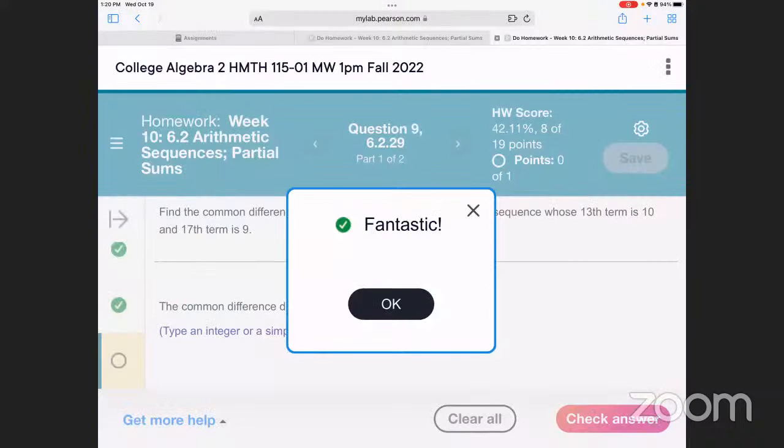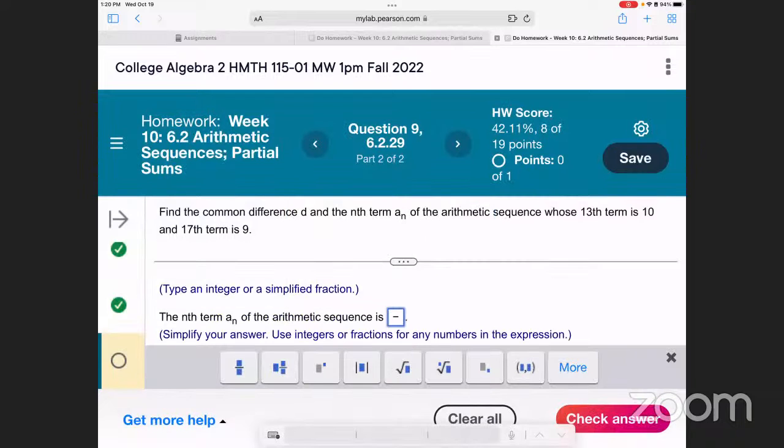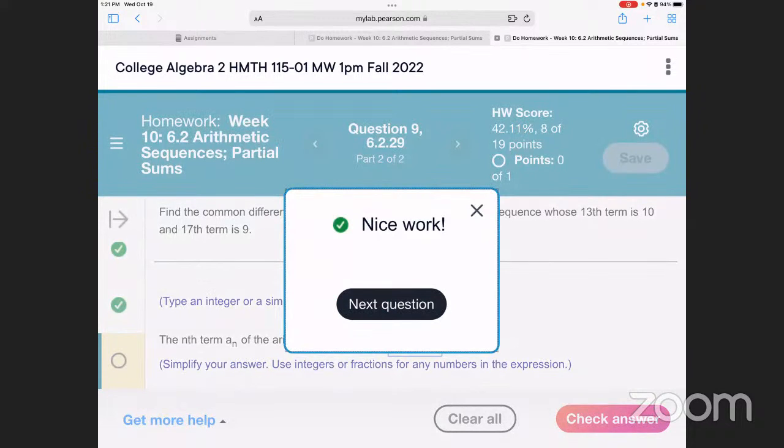Was a -1/4. Okay. And then the nth term, I think we got negative n/4 plus 53/4. Okay.